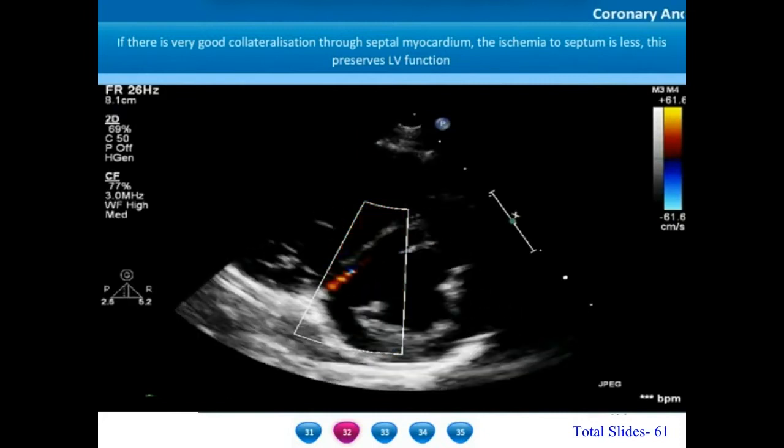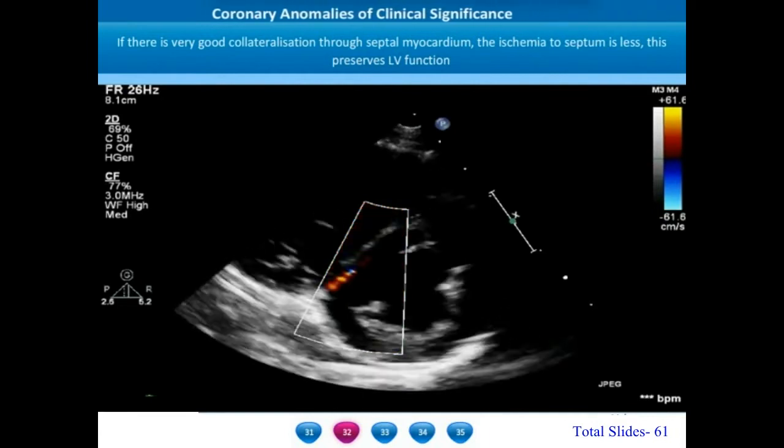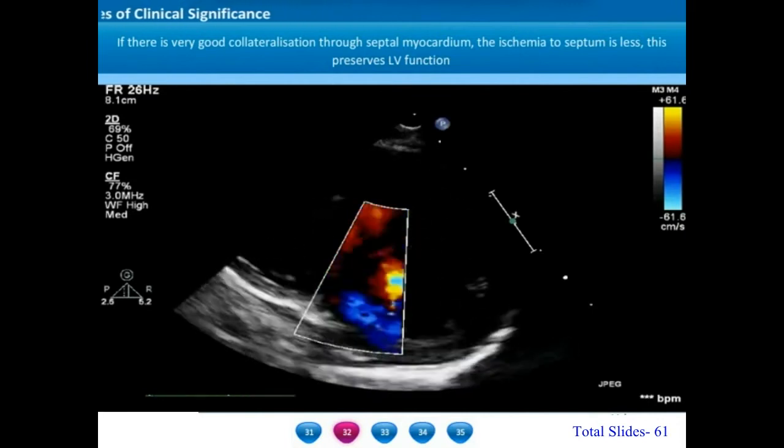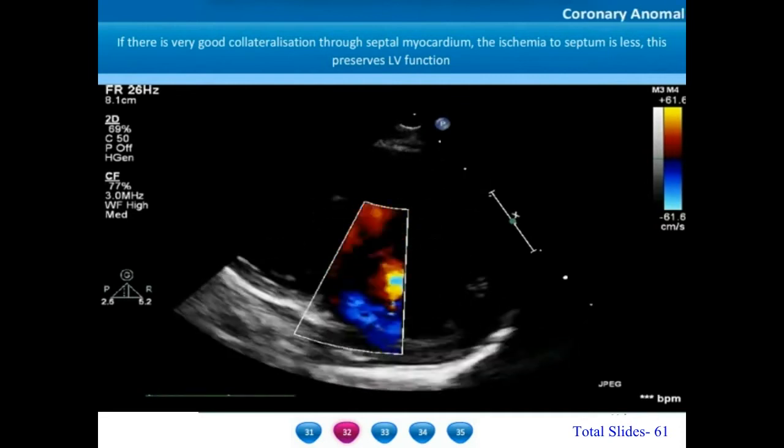Another patient with ALCAPA. Here the left ventricle is a little bit smaller, not markedly dilated. You can see a good collateralization through the septal myocardium. You note the color scale of 61.6 centimeters per second. That means there is a good brisk flow from the PDA to the LAD through the myocardial septal collaterals.